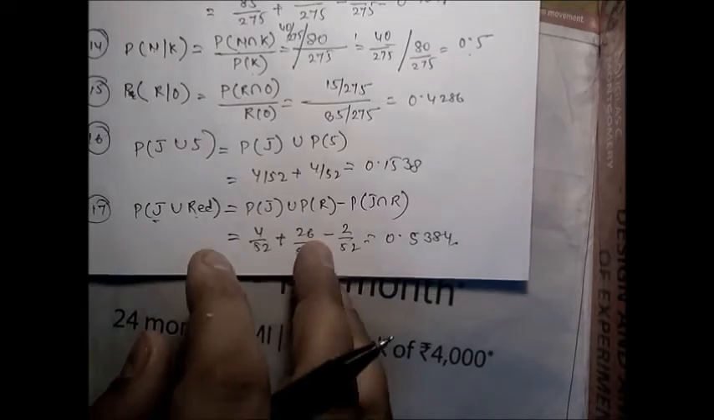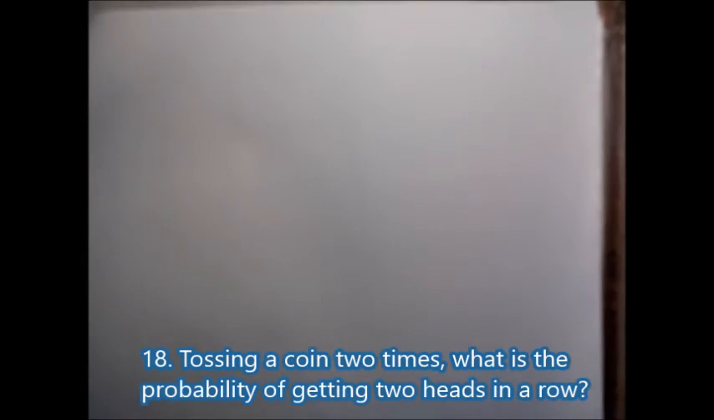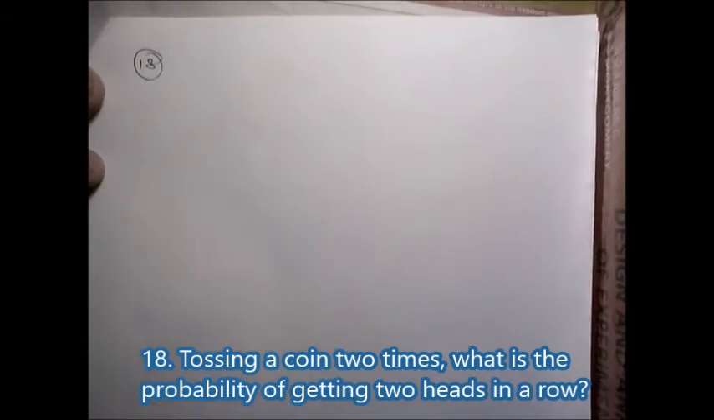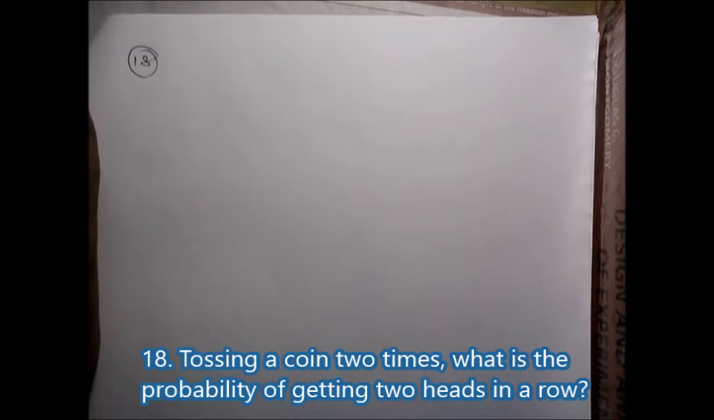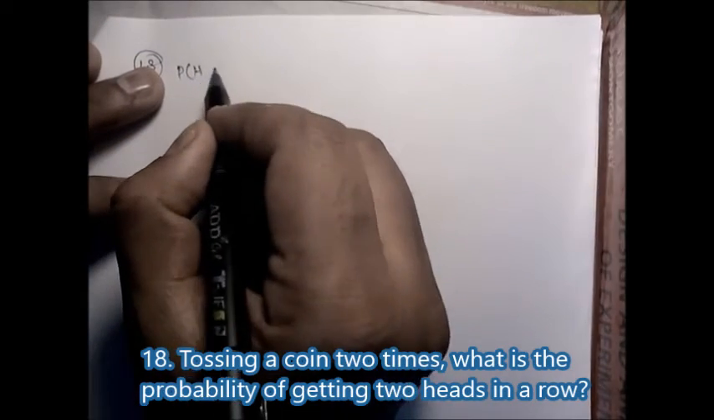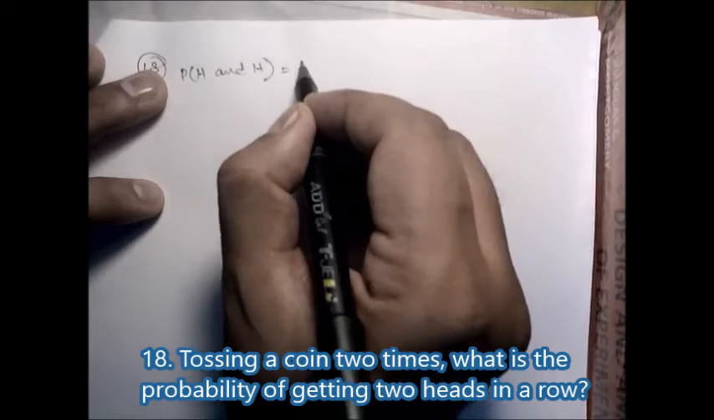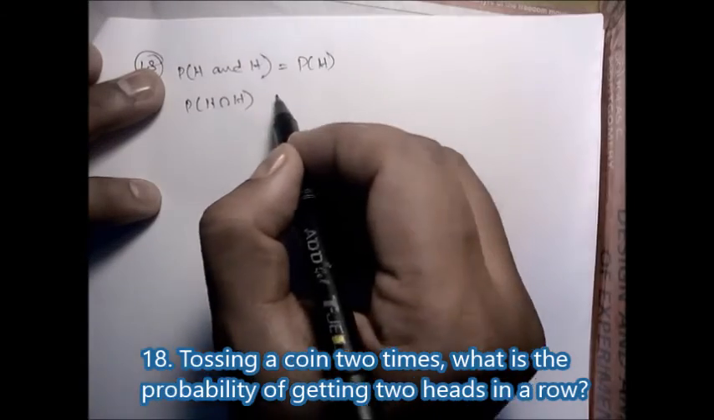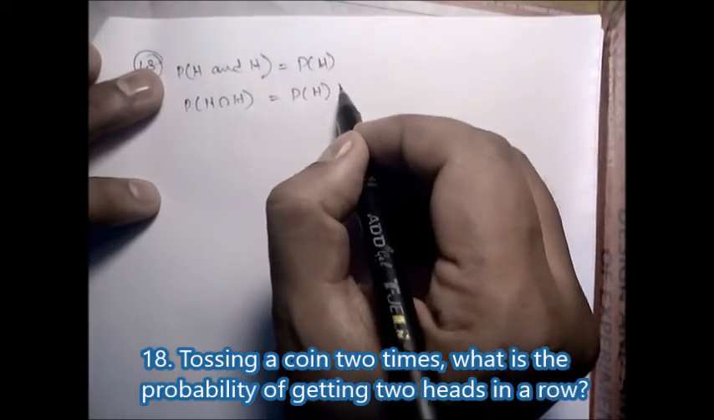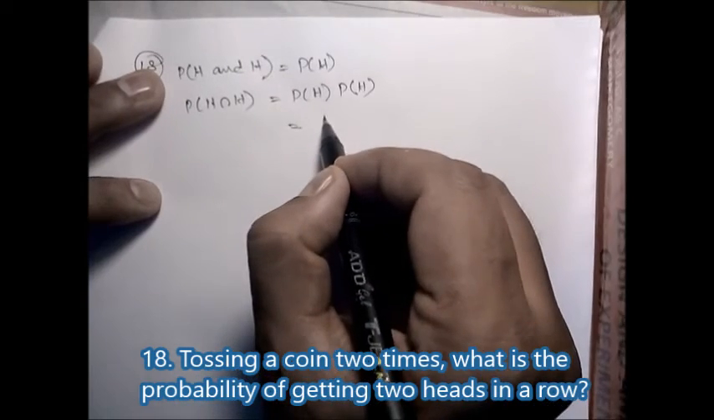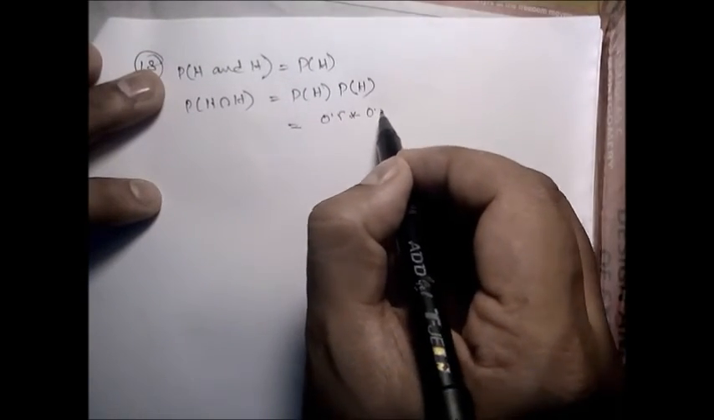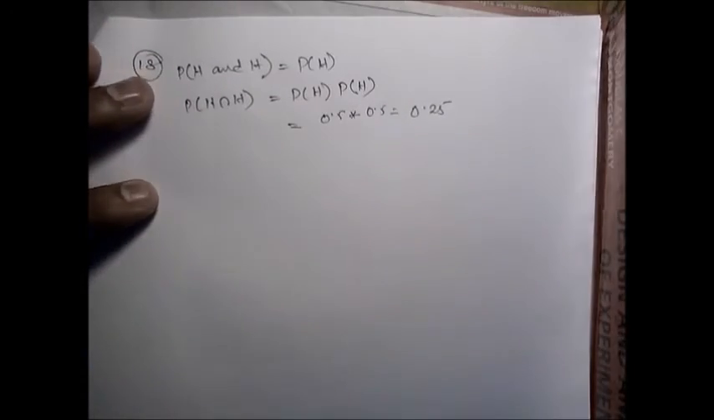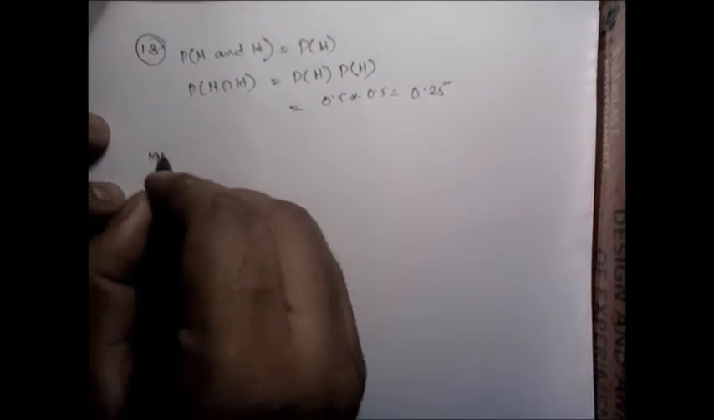Next, number 18. Tossing a coin 2 times. What is the probability of getting 2 heads in a row? So probability of head and head, which means probability of head intersection head. They are independent events, so probability of head times probability of head. Probability of getting a head is 0.5, and probability of getting another head is 0.5. The answer is 0.25. Clear? Very simple.